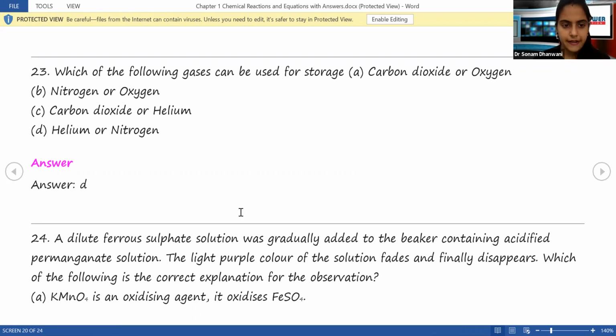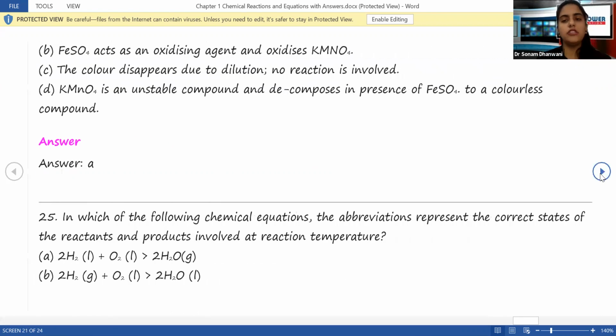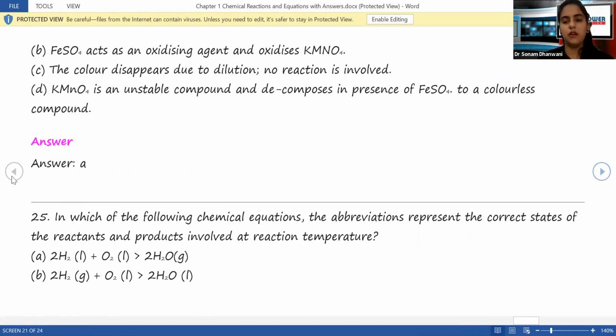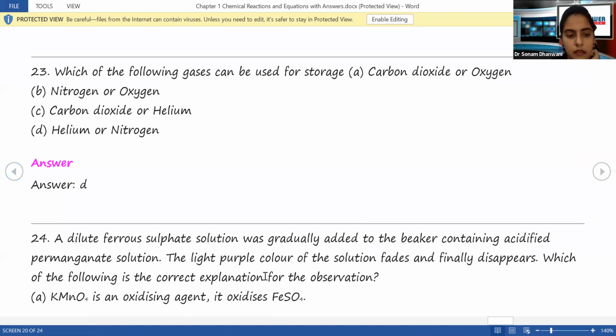Okay? Okay. A dilute ferrous sulfate solution was gradually added to the beaker containing acidified permanganate solution. The light purple color of the solution fades and finally disappears. Which of the following is the correct explanation for the observation? Now, in this reaction, you need to know what is getting oxidized and what is getting reduced. Okay, so now see what is happening. What is happening to potassium permanganate? Light purple is disappearing. Potassium permanganate's purple color is disappearing.